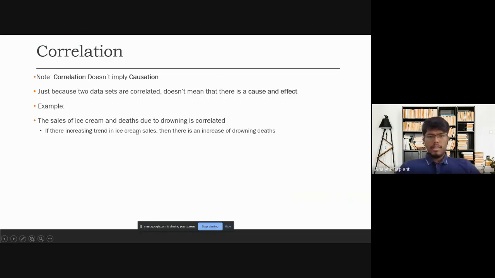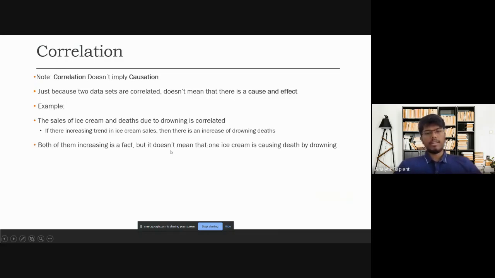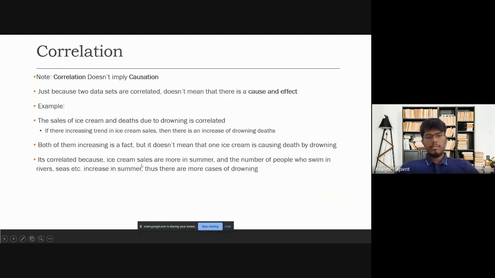But is there any direct link to it? Is the increase in sales of ice cream causing this? We don't know, right? It's obviously no. Both of them increasing is a fact, but it doesn't mean that ice cream is causing death. It is correlated because as ice cream sales are higher in summer, the number of people who swim in rivers also increases in summer. So by very bad luck, the cases are also increasing. That is why even though they are correlated, it doesn't mean they're causing one another.